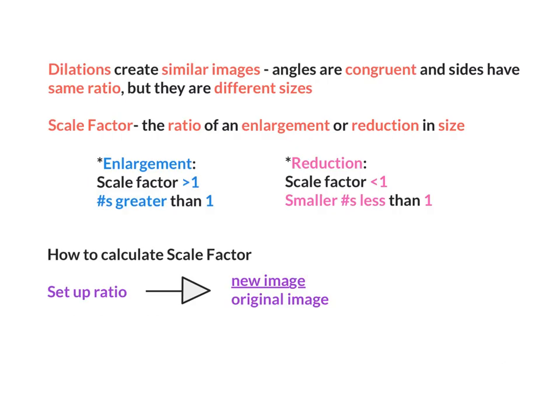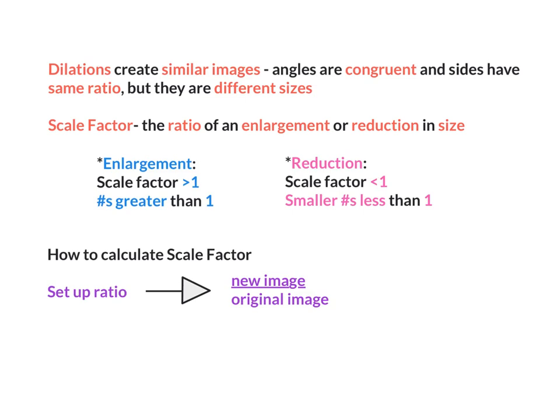Dilations create similar images. Angles are congruent and sides have the same ratio, but they are different sizes. Scale factor is the ratio of an enlargement or reduction in size. In an enlargement, the scale factor is greater than 1. A reduction is a scale factor less than 1, so smaller numbers less than 1.